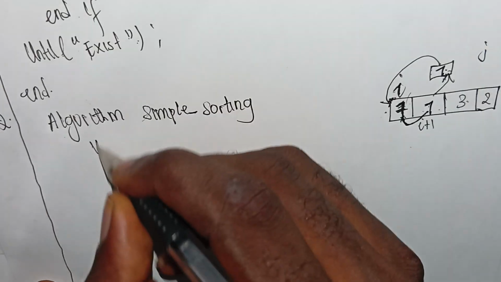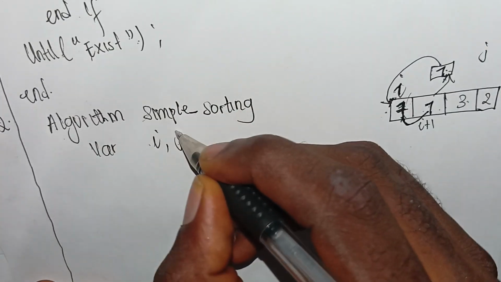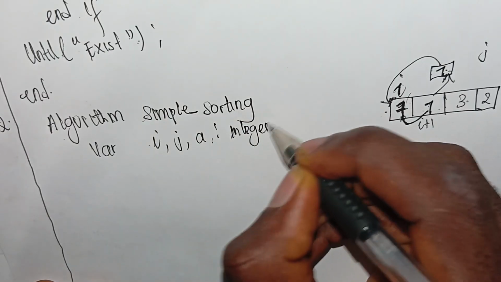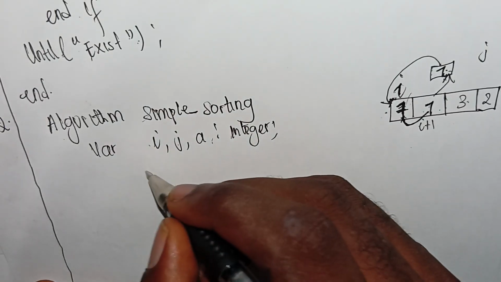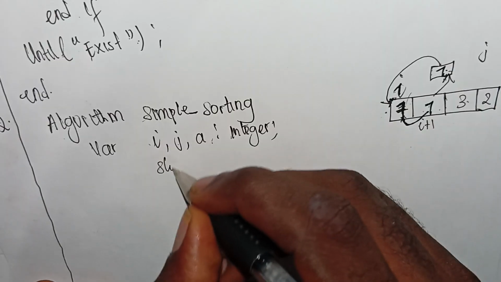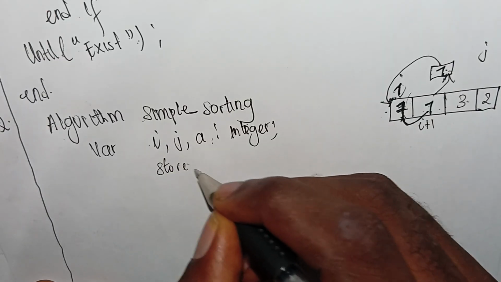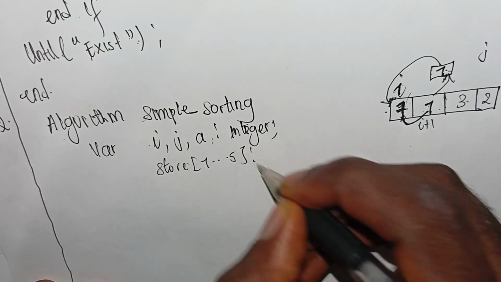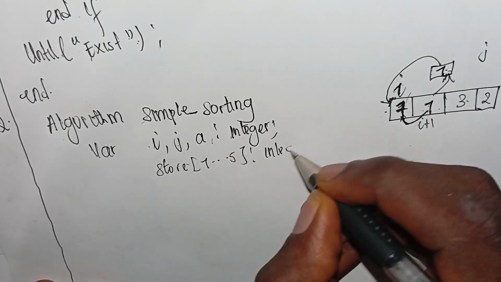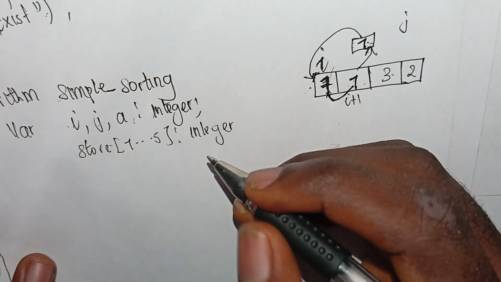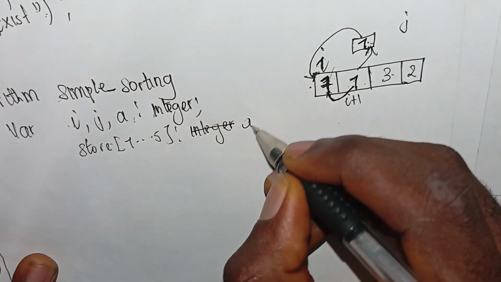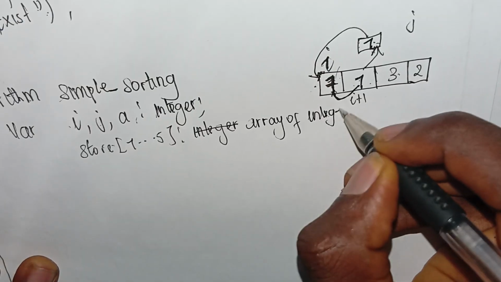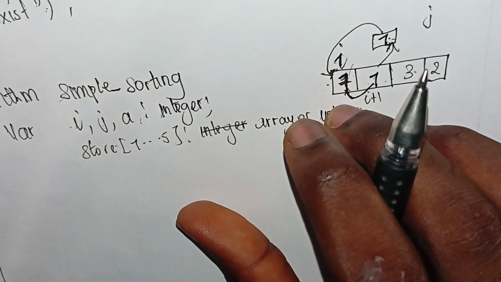So let's define our variables. We're going to need I, j, and a. This will be integer. Then we're going to need an array. So let's just call it store, 1 to 5. It's going to be an array of integer. Okay, good. That looks right.